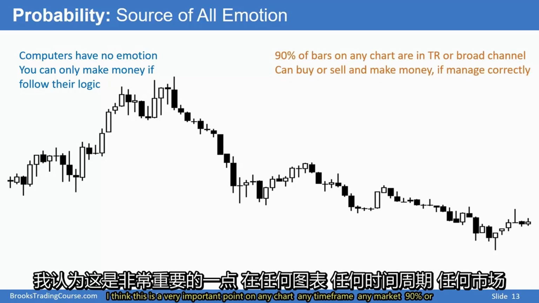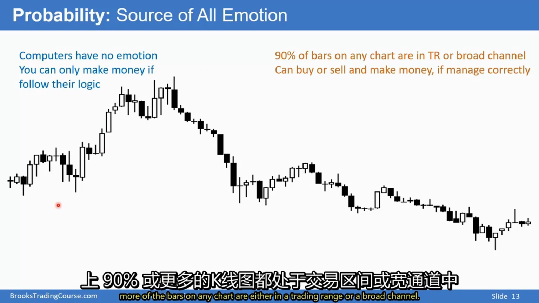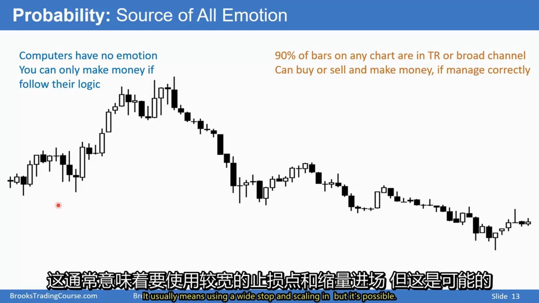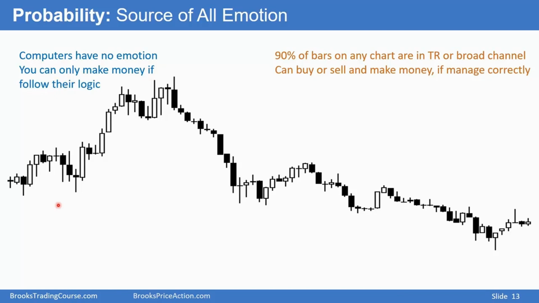I think this is a very important point. On any chart, any time frame, any market, 90% or more of the bars on any chart are either in a trading range or a broad channel. That means that you can buy or sell at any point and make money if you manage your trade correctly. It usually means using a wide stop and scaling in, but it's possible.